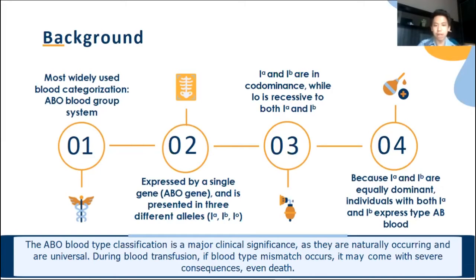The ABO blood type classification is of major clinical significance, as the antibodies are naturally occurring and universal. During blood transfusion, if blood type mismatch occurs, it may come with severe consequences, even death. When an individual with type O blood is transfused with non-type O blood, the anti-A and anti-B in the recipient's serum bind to the donor blood surface antigen, causing agglutination and potentially hemolytic reactions, as fixed antibodies activate the complement system, which in turn causes disseminated coagulation, shock, and potentially death.